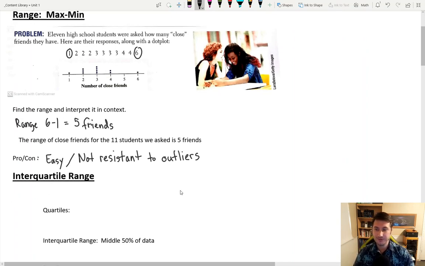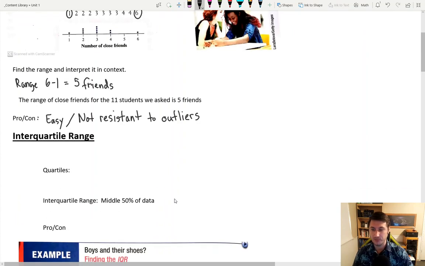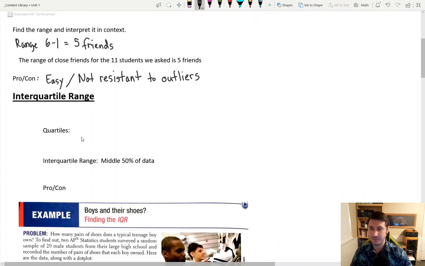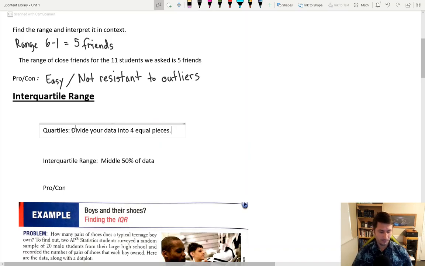All right, the next way we can do spread is the interquartile range. This one we haven't talked about much. So what's the vocabulary here? What's a quartile? What's an interquartile range? Let's talk about it. So quartiles, they will divide your data into 4 equal pieces when you use the median.